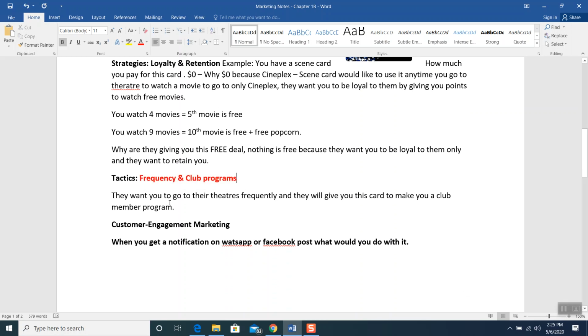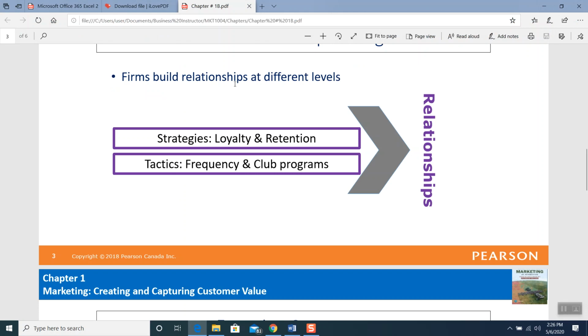They want you to go to their theaters frequently, and they will give you this card to make you a club member for free. As we mentioned, it's $0. It's a free card, right? So these are the four topics: loyalty, retention, frequency, and club programs. This is the way firms make relationships with every one of us.